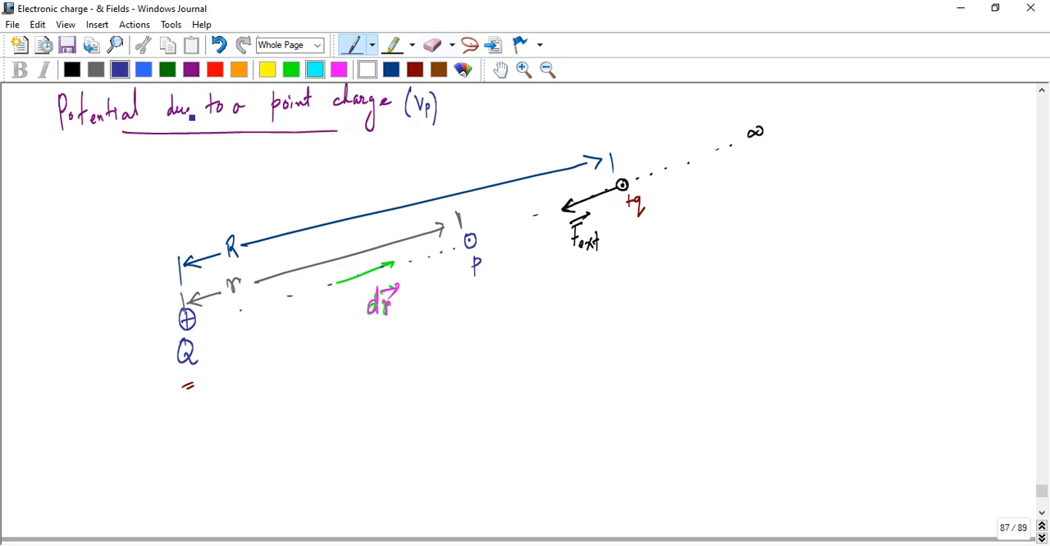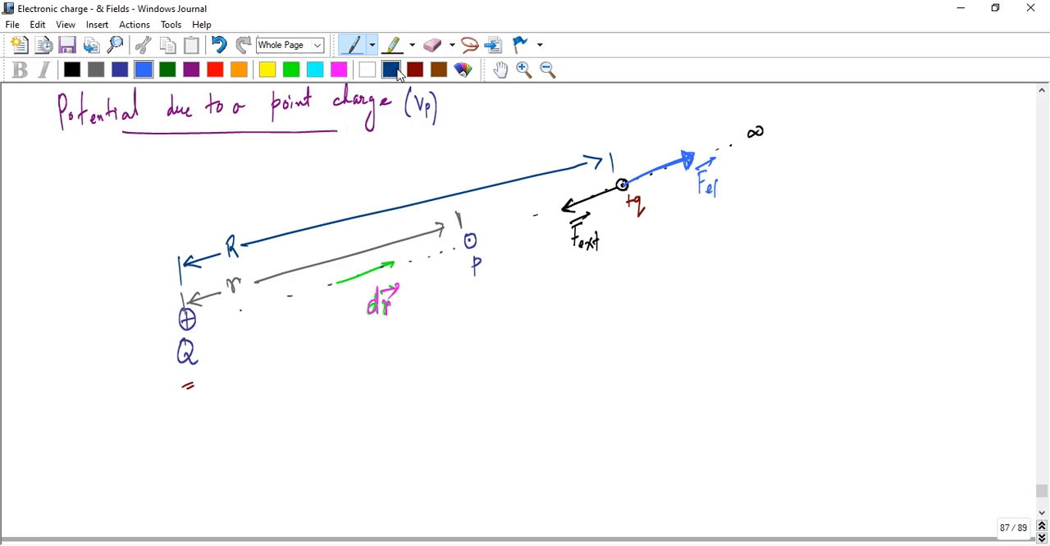So the electrostatic force in that direction is a repulsive force, because the test charge is positive and the source charge is positive. So that's why there is a repulsive force actually.